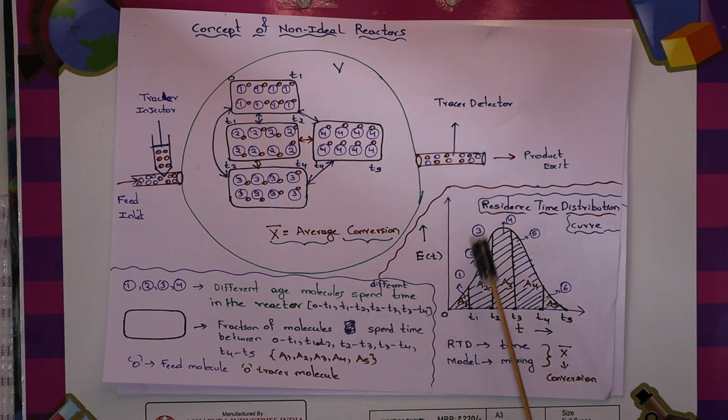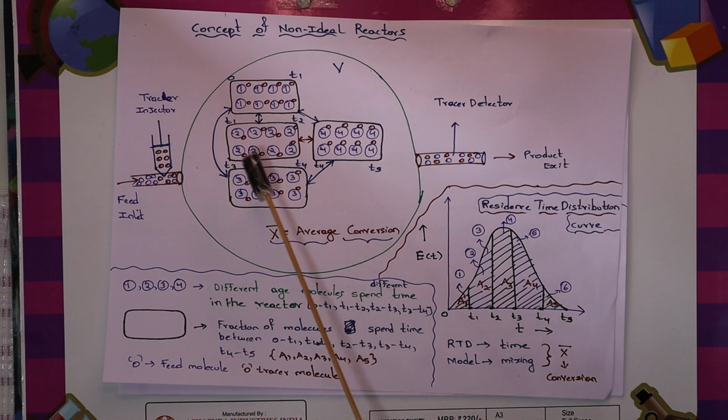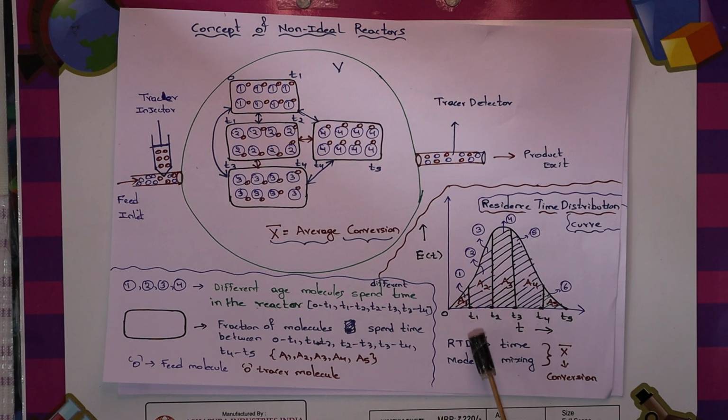Similarly, if more tracer exits at later times, I can find out from this curve, between the time t1 and t2, the area under the curve is A2. That means between the time t1 and t2, age 2 molecules are exiting the reactor. How much of the age 2 we can find out from the area under the graph. The areas A1, A2, A3, A4, A5 directly talk about the fraction. A1 is the fraction of molecules that exits the reactor between the time 0 and t1. A2 is the fraction of molecules that exits the reactor from t1 to t2. You can correlate t1, t2 from this graph.